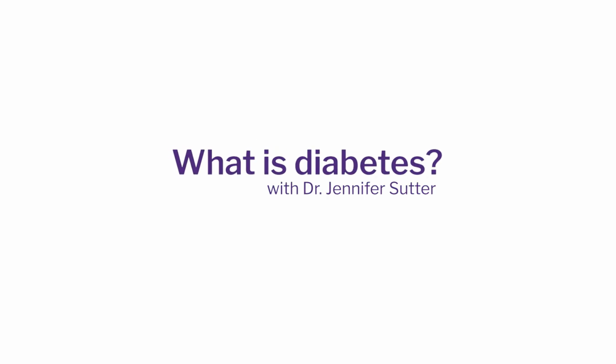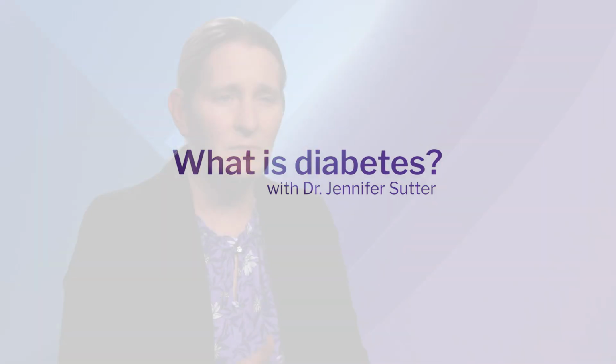Diabetes is a disorder when blood sugars are running high, and there can be multiple reasons why somebody may develop diabetes and have high blood sugars. There are many types of diabetes. So the two main types of diabetes are type 1 and type 2 diabetes.